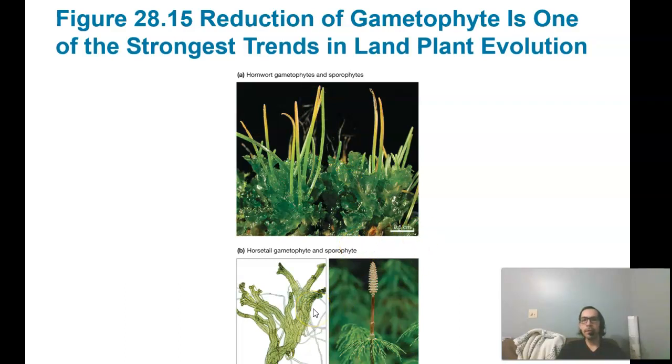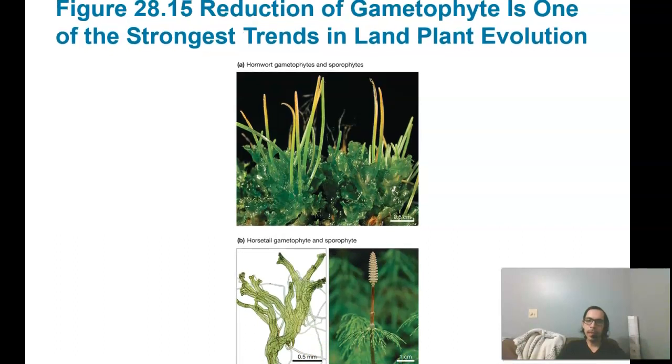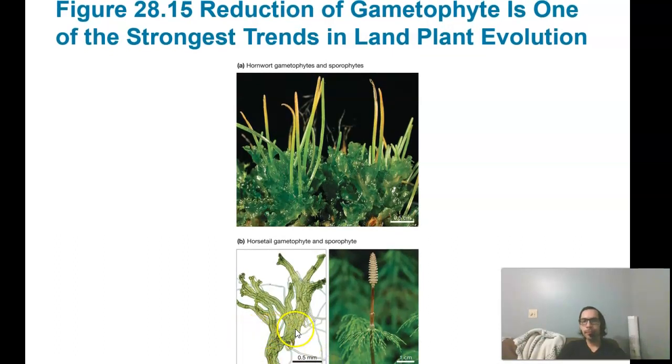Okay, and then for the horsetail, well, you can't really see the gametophyte in this picture, but this would be the horsetail. The gametophyte, as you can see, or maybe you can't, let me lower the screen, it's only a couple of millimeters in diameter. So not very big.